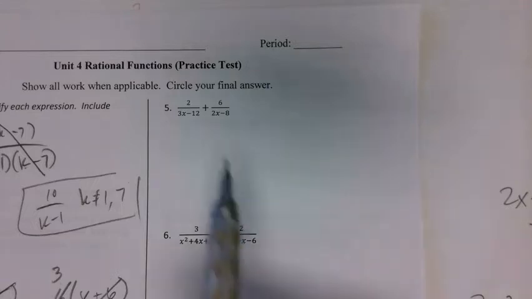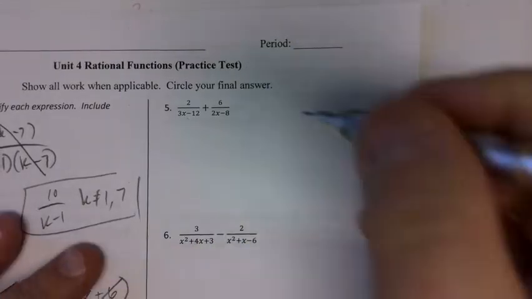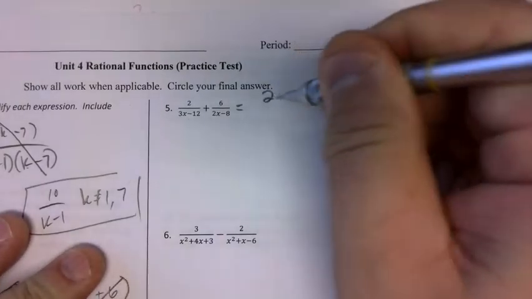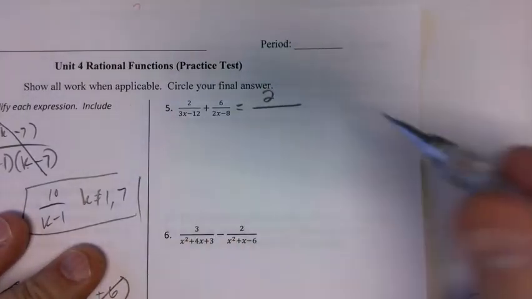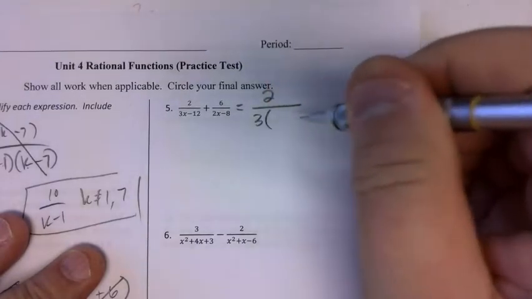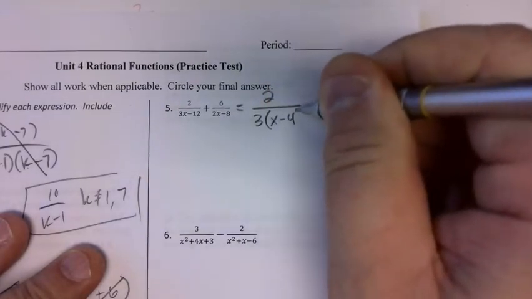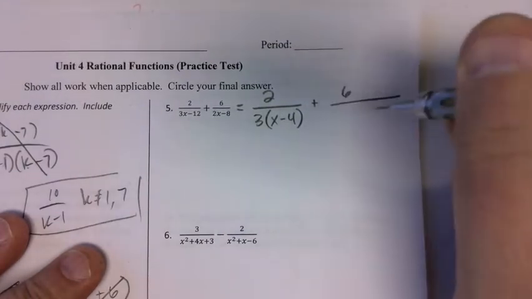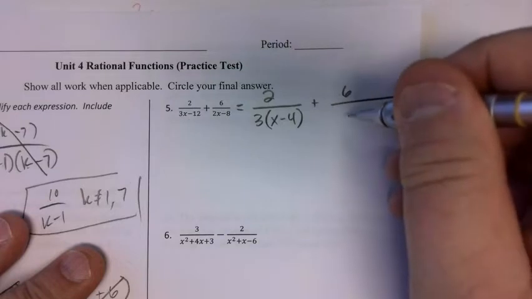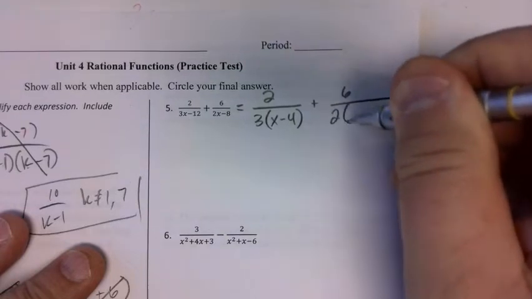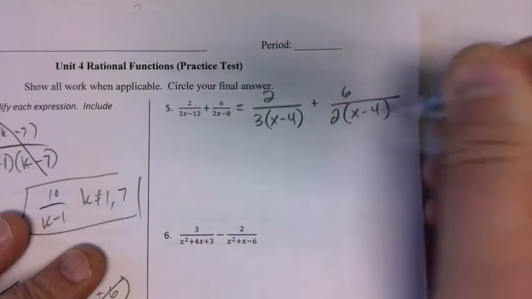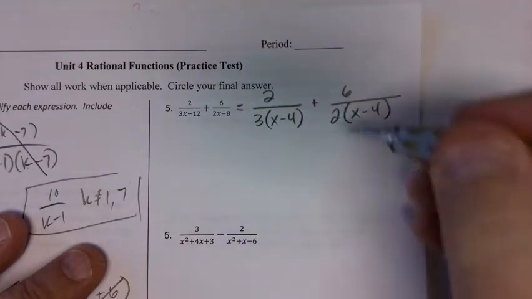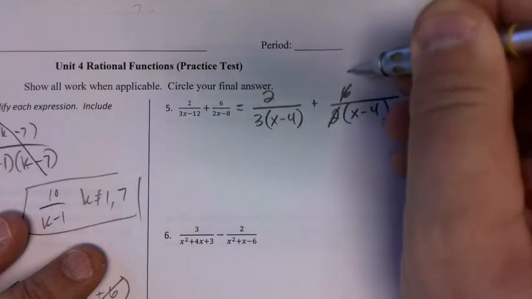What about this one? Number 5, adding. They don't have common denominators, so I'm going to factor everything here. Hopefully I can find an easy common denominator. 3x minus 12: 3 goes into each of those, and I would have x minus 4. Plus 6 over 2x minus 8: 2 factors, and I'd have x minus 4. But now I notice something. See how this 6 and the 2 will reduce? I'm going to reduce this right now.